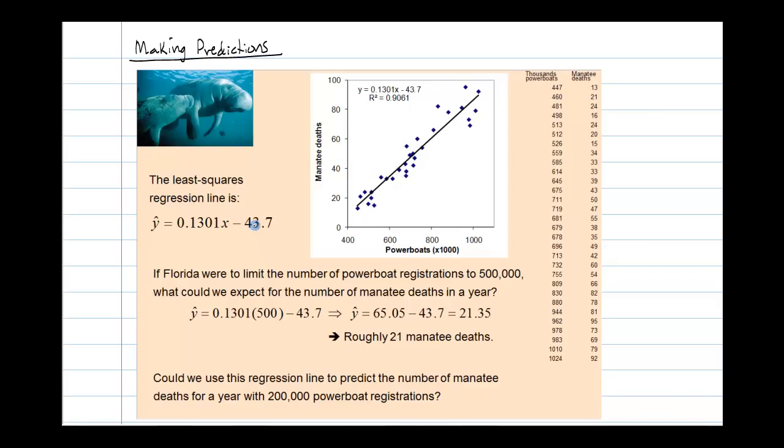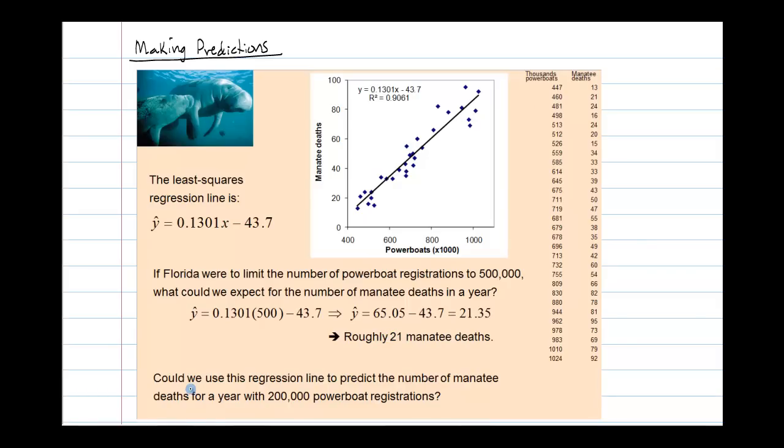So okay, when we talk about our prediction equation, we could talk about what's happening if we were to limit the number of boat registrations to 500,000 in Florida. Well, here's 500,000 on our x-axis, and for our y-axis, it looks like we could predict about 20 manatee deaths. But let's actually plug it into our prediction equation, and we can see that it's actually a little bit closer to 21.35.